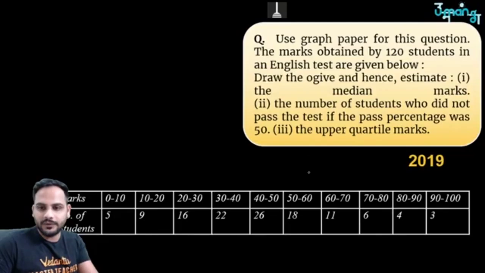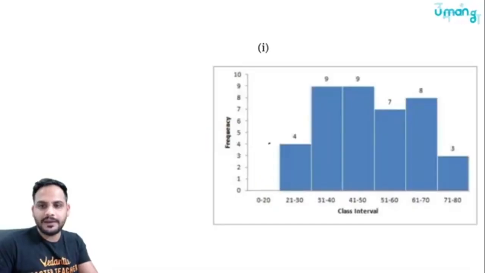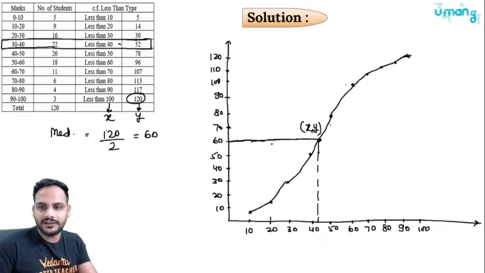Next thing, what question was that? The number of students who did not pass the test if the pass percentage was 50. So if the pass percentage is 50, then how many students will not pass the marks?